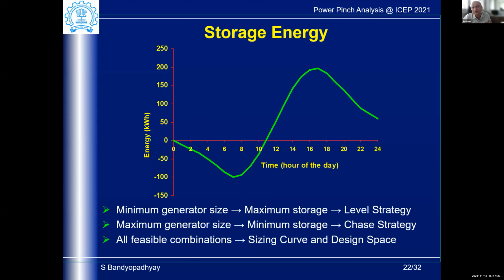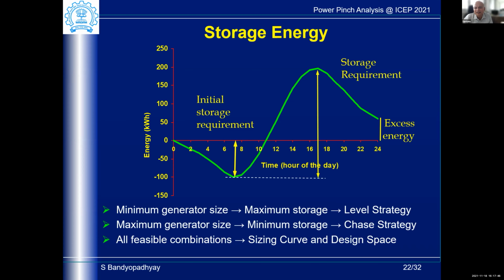So it's better if you look at what exactly is the storage energy. This is known as the grand composite curve in the pinch literature. See, this is the negative point, but storage energy cannot be negative. That means we can identify the initial storage requirement. We can also find out what is the excess energy, and the difference between maximum and minimum can be the total storage requirement. So we can find out what will be the initial requirement, what will be the storage requirement, and we can find out their trade-offs.